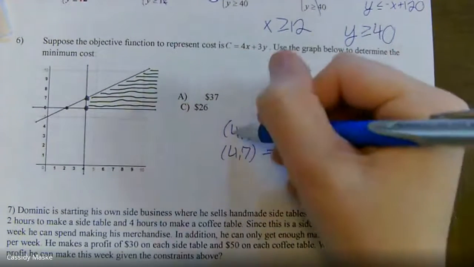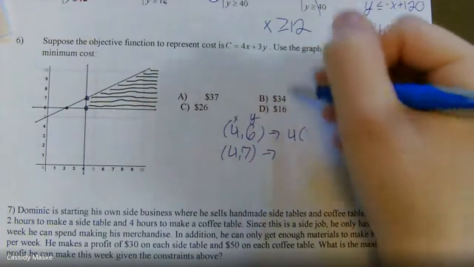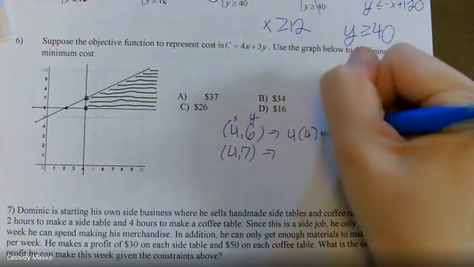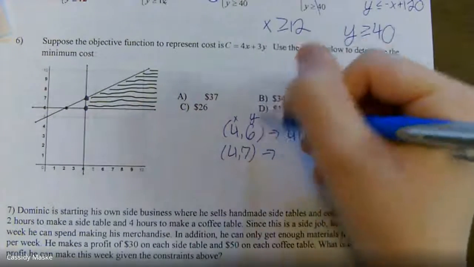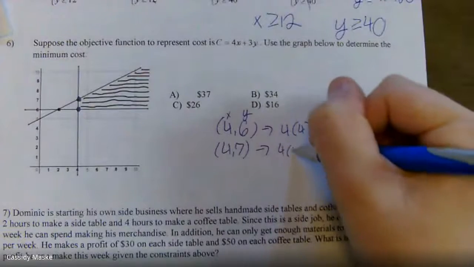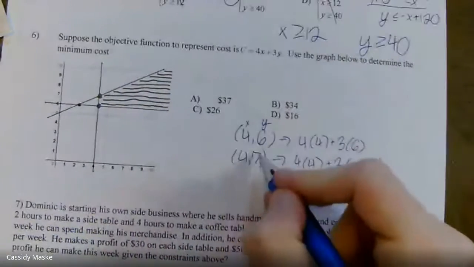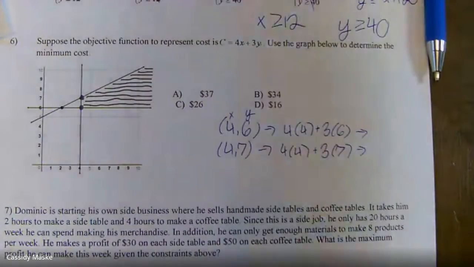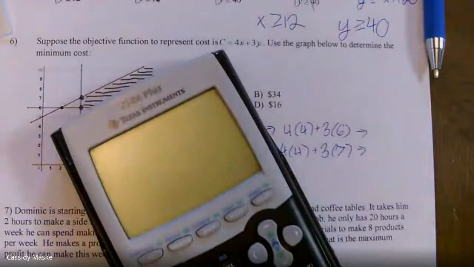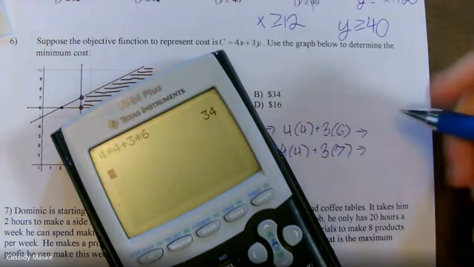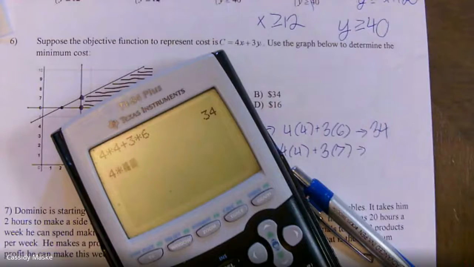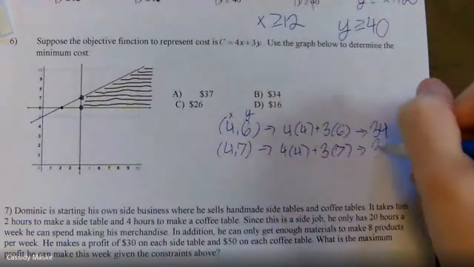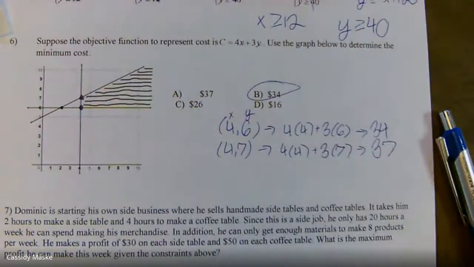So you just plug this number in for x and this number in for y. So we'll have 4 times 4 plus 3 times 6, right? I just plugged in this 6 for the y. And then same thing here, 4 times 4 plus 3 times, and then this time the y is 7, which obviously is going to be more than the other one. So the first one is 34, and the second one, 4 times 4 again, plus 3 times 7, is 37. So obviously the minimum one is 34.